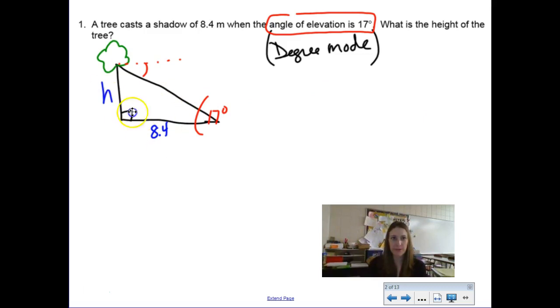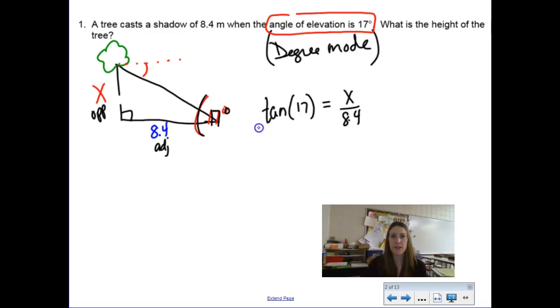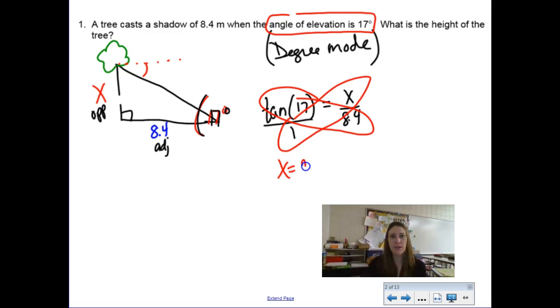And then what I'm going to go through is I'm going to label from this angle, which is the angle we're using in our trig ratio. This is the adjacent side, and this is the high... No, it's not. I should have used H. That's confusing. Let's use X. That's the opposite side. So that trig ratio is a tangent. So we're going to set up the tangent of the angle is opposite over adjacent. And then to solve trig ratios, we cross multiply this proportion. So it's X equals 8.4 times the tangent of 17 degrees.